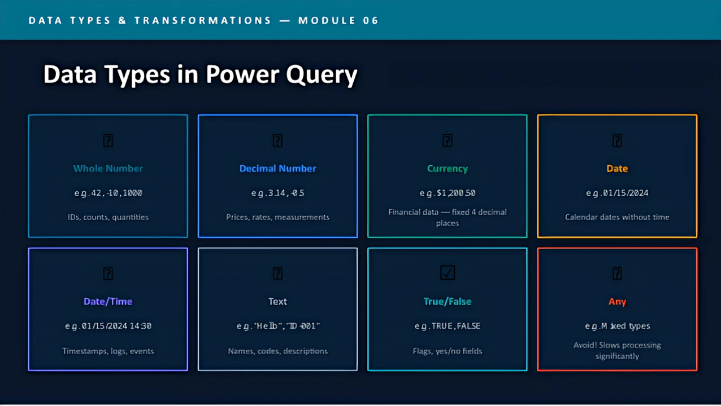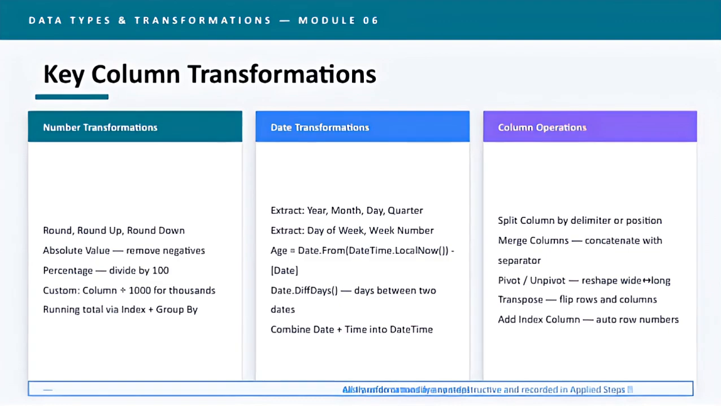Now let's look at some key points about transformations in Power Query. First, all transformations are non-destructive, which means every step is recorded in the Applied Steps pane. This makes it easy to undo or modify any step if needed. We can split a column by a delimiter or by position, allowing us to break apart data into more manageable parts.